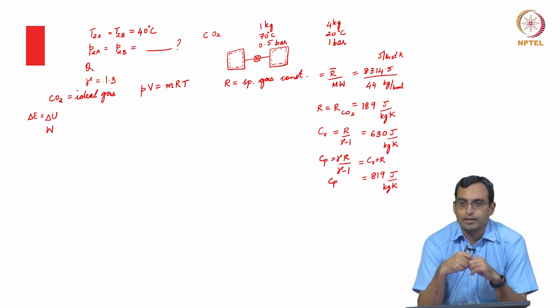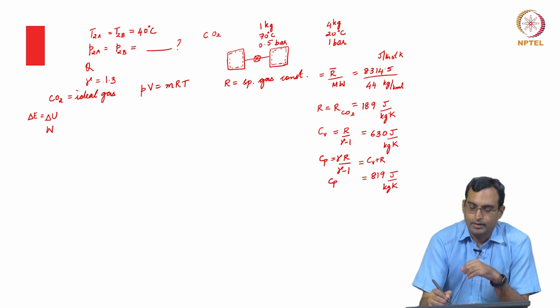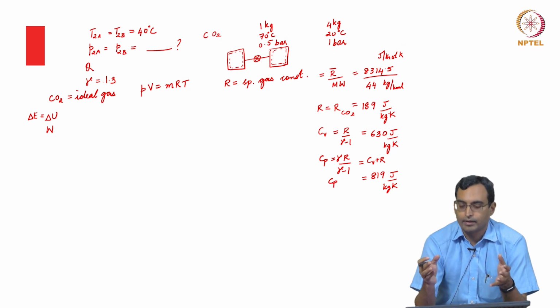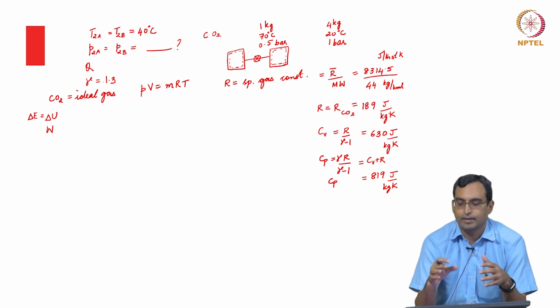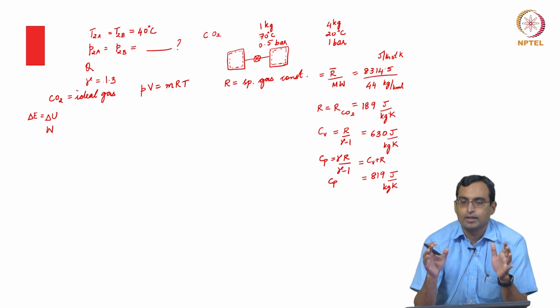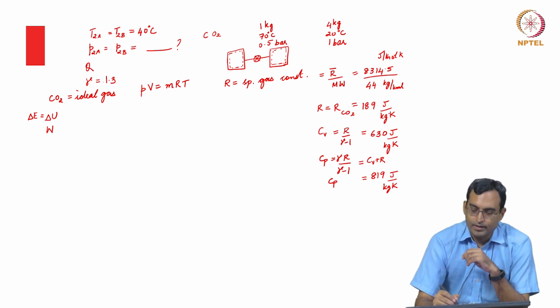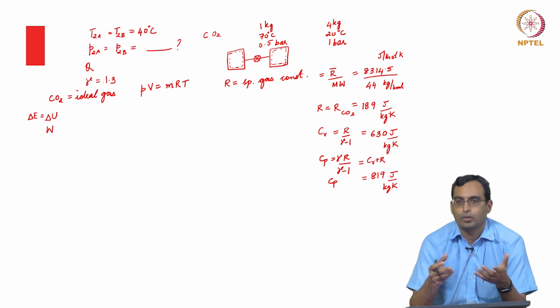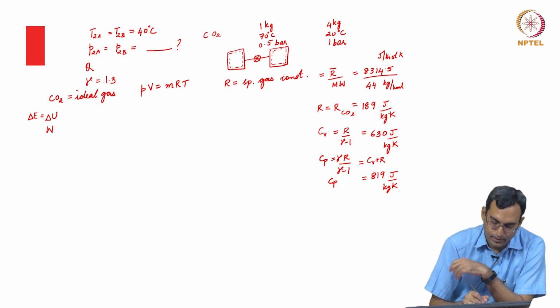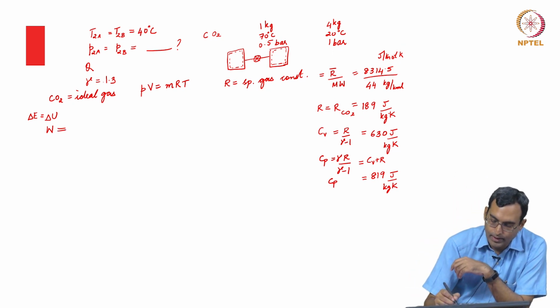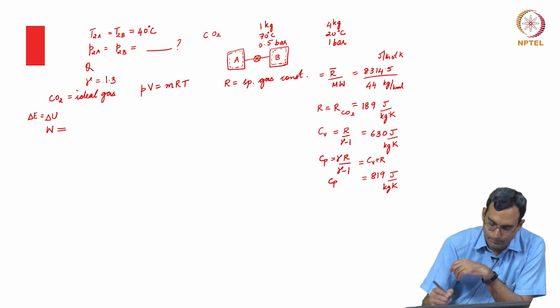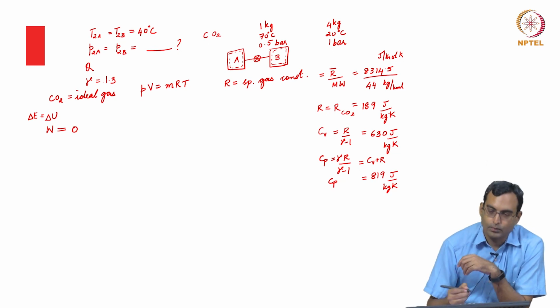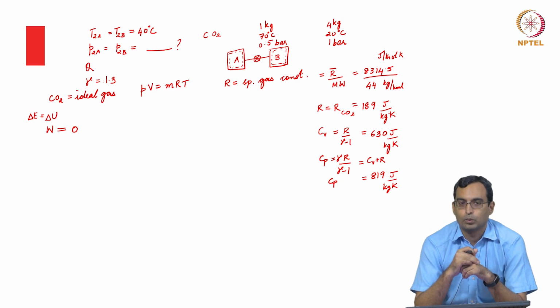If both of these together is my system, what I see is these containers are rigid, there is no deformation, there is no electrical or magnetic work or surface tension work or anything of that kind, there is no shaft work. So, these are rigid systems. Any transfer of gas from one place to another is transferred within the system itself, and if any transfers happen within the system, they do not qualify as work. So, if I consider both A plus B as my system, then the work interaction is essentially 0.